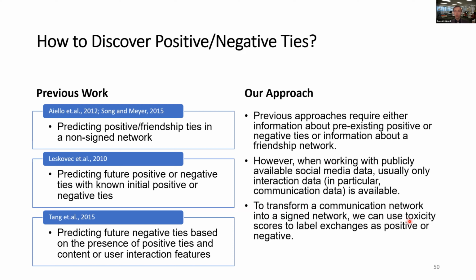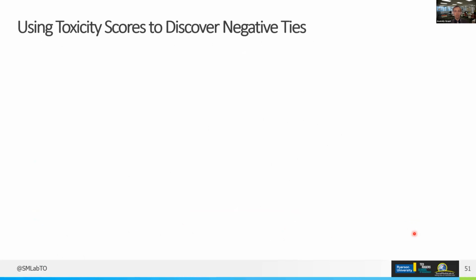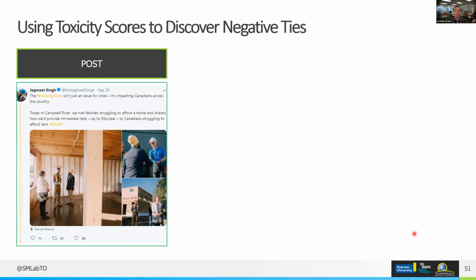Well, in our approach, what we suggest is to use toxicity scores produced using Google's Perspective API that we presented during the previous sessions to label exchanges as positive or negative. Let me show you how we would do that based on a single interaction. Let's say we have this tweet posted by the New Democratic Party leader, Jagmeet Singh. This is a federal party in Canada. The tweet is about the housing crisis, where he says that the housing crisis isn't just an issue for cities, it's impacting Canadians across the country and so on.